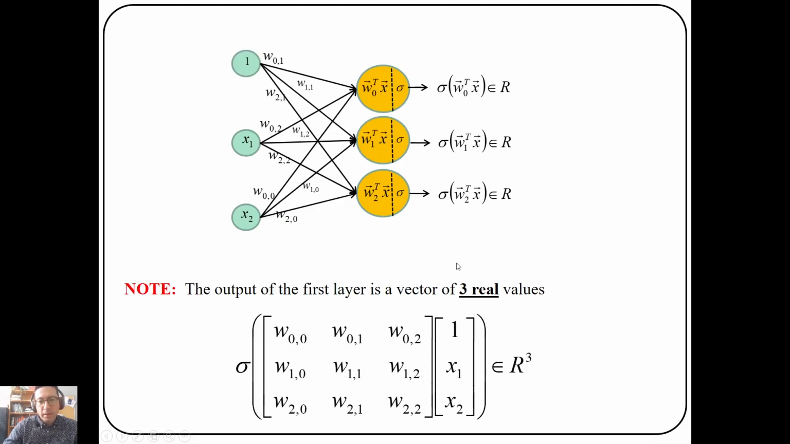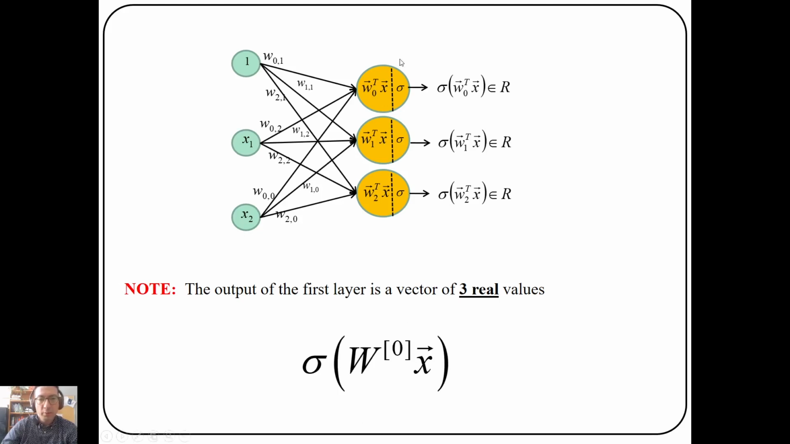Now, mathematically, if you compute this, at the end, these 3 dot products can be summarized by a multiplication of this matrix with the input vector 1, x1, x2, as we've seen before. And the result of that operation is a 3 by 1 vector that we may feed to our activation function. And this would return a 3D vector.